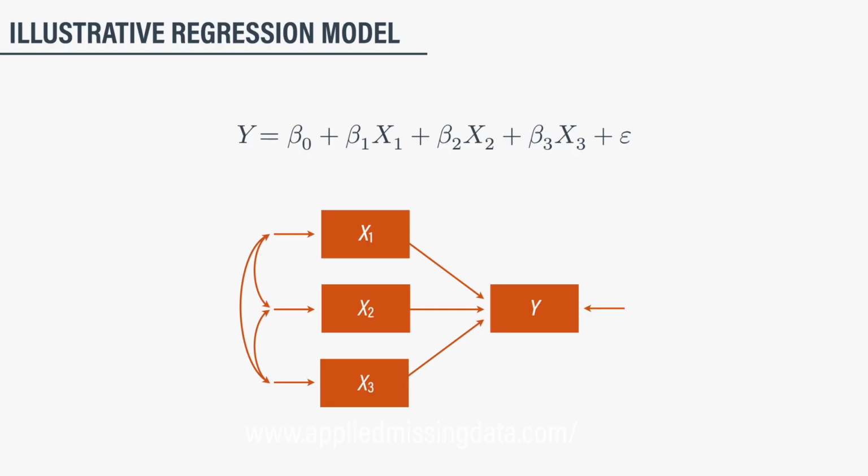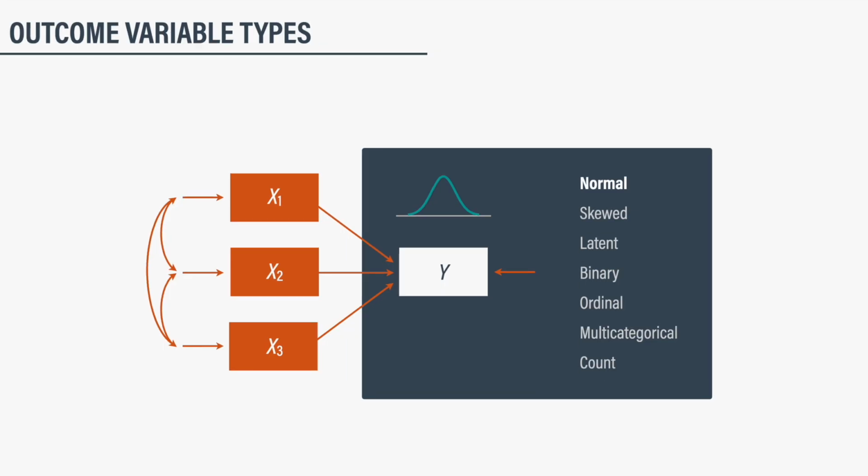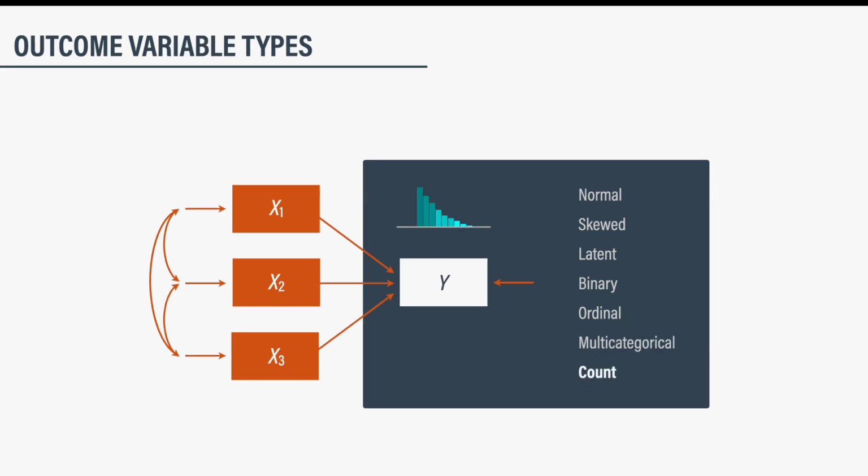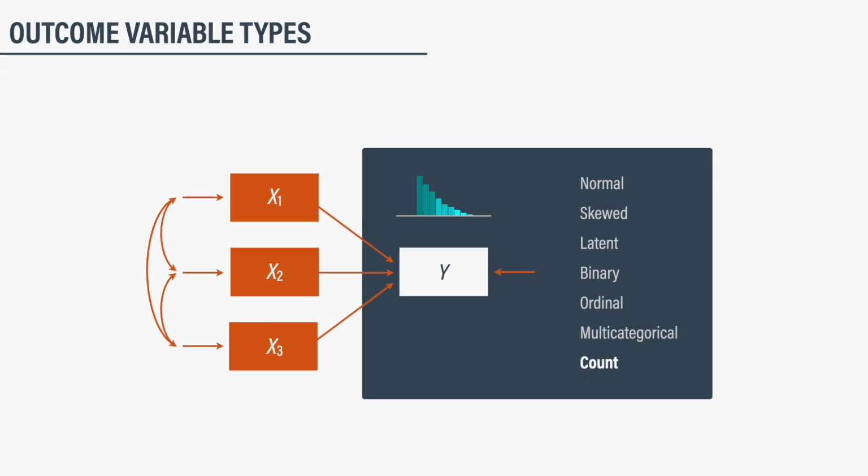To provide a context, let's look at a multiple regression model with three predictors, x1 through x3, any one of which could be missing. In the path diagram, straight arrows denote regression coefficients, and curved arrows reflect associations among the predictors. Blimp allows for a variety of different variable types. Outcomes can be normal, skewed and continuous, latent variables with multiple indicators, binary, ordinal, multi-categorical nominal variables, and even count variables. These variable types are available for both single-level and multi-level regression models with up to 3 levels.